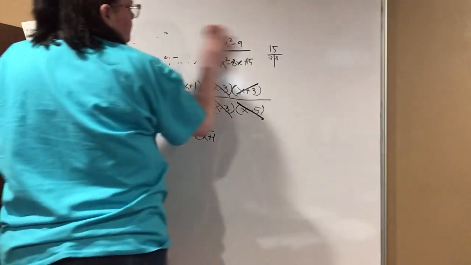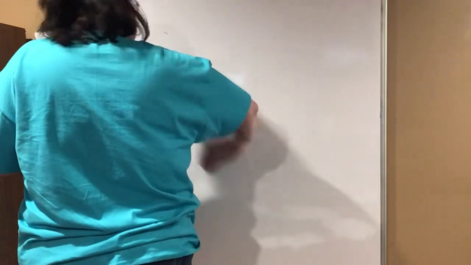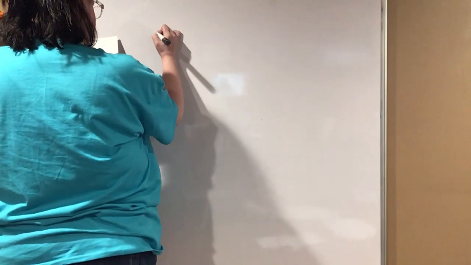Okay, so let's move on to one that is a tiny bit harder. I'm trying to find a good one. Oh, let's move on to a division one. So multiplication, you're just going to do the exact same thing you were just doing. Multiply straight across. This one is a division one.